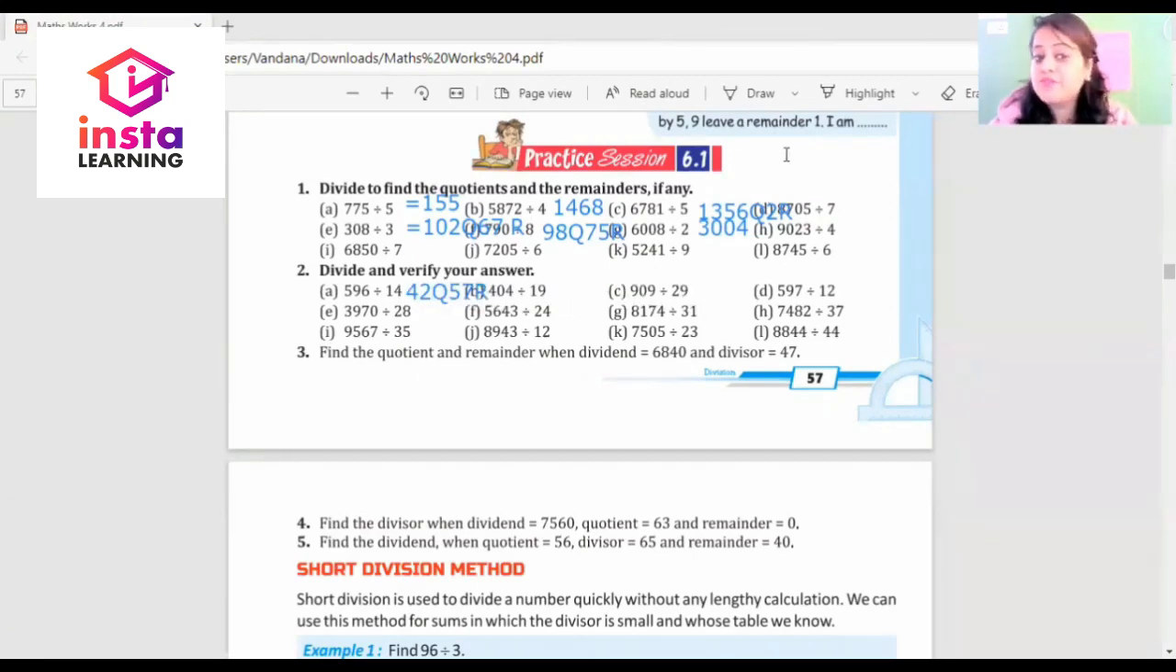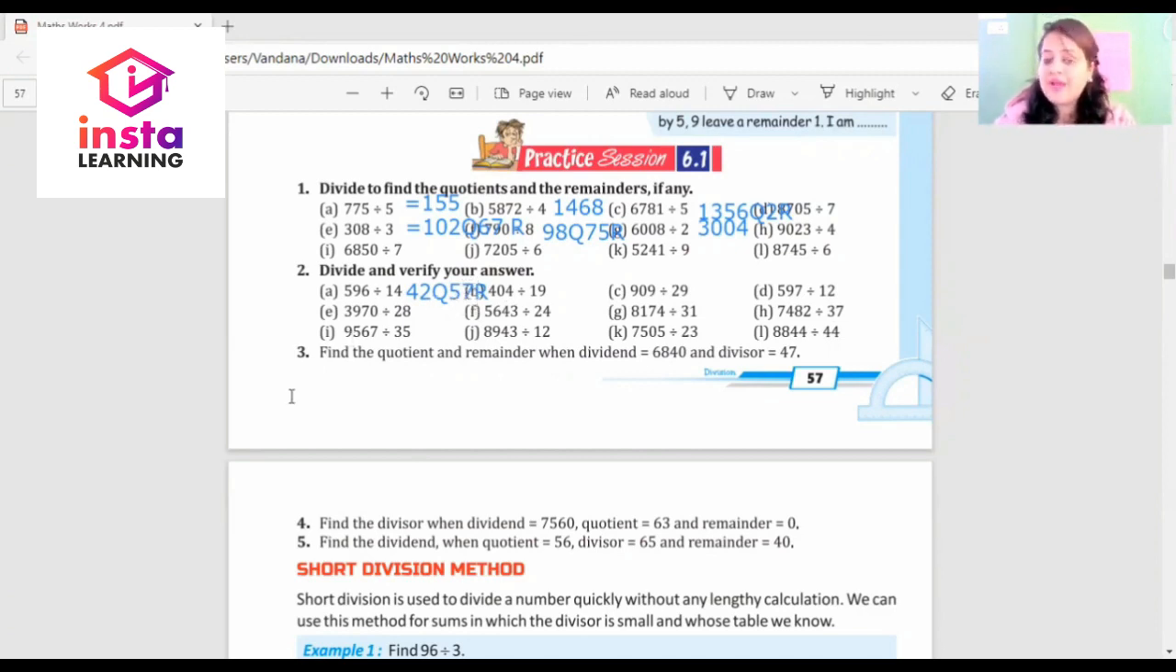Now, students, it's your divide and verify your answer. 596 divided by 14. So you have to do the division first. For this, you have to write 596 in the middle and 14 as your divisor outside, and then you will get the answer 42 as quotient and 8 as your remainder. And you have to verify your answer also.